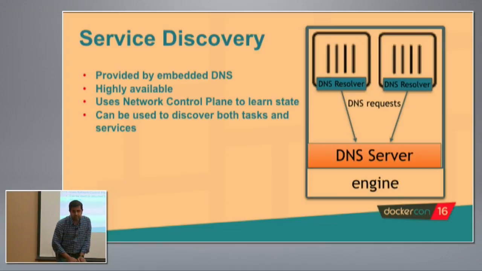Service discovery is built in, so we have an embedded DNS as I explained. Containers get a DNS resolver, and the DNS resolution happens on the Docker engine. And if the Docker engine couldn't resolve it, then we will send it out to the external DNS server.